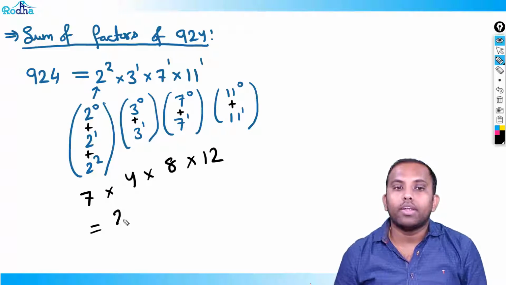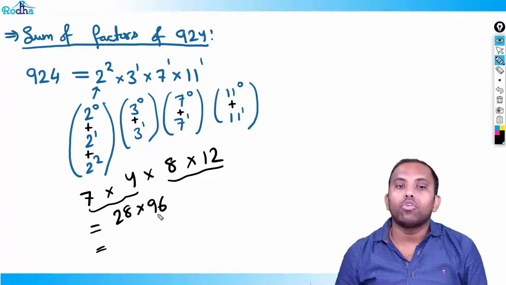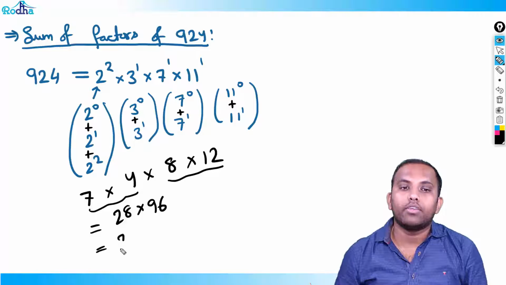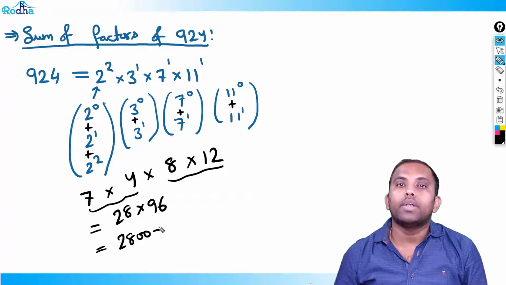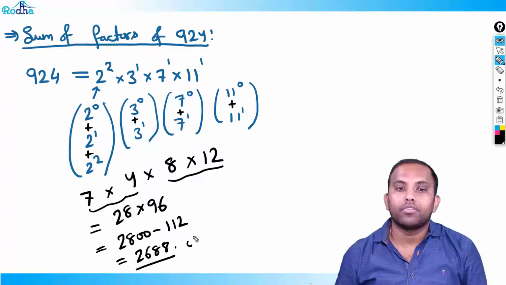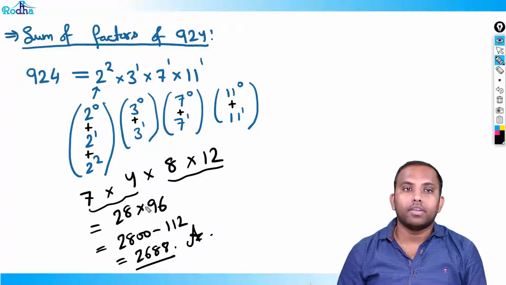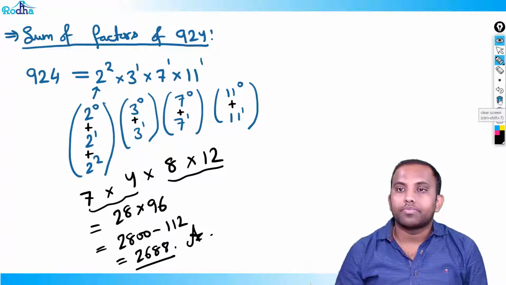So it is 28 into 96. I can do it mentally. Close to 100, very easy, right? 28 into 100 is 2800 minus 28 into 4, that is 112. Do it mentally. 2688 is the answer for this question. Correct? Okay.